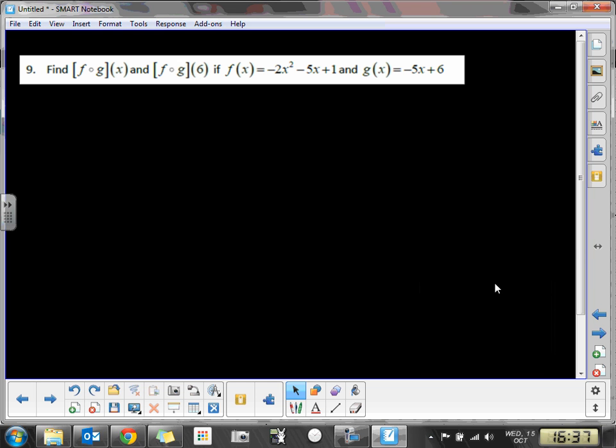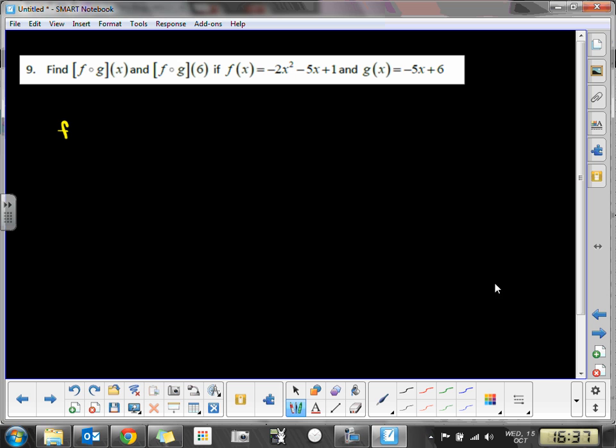Number 9, I'm asking you to find the composite of f of g of x and then find f of g at 6. What I'm assessing on this is your ability to find a composite function and then your ability to evaluate a composite function once you've found it. So I'm not asking you anything about the domains on here. Our domains are pretty bland on this one. The domains for both your inside function and your composite function will be all real numbers.